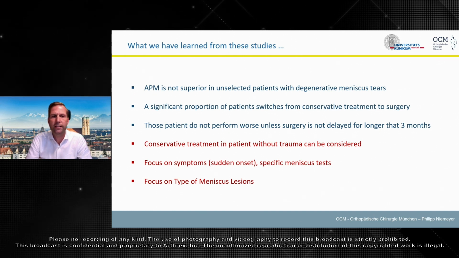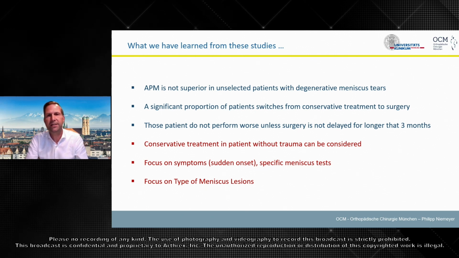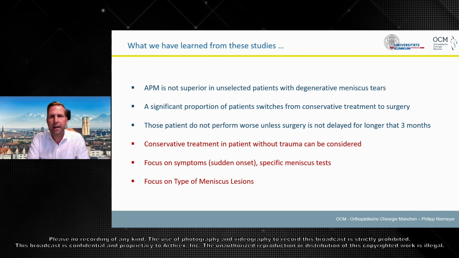We have also learned to focus more specifically on the symptoms. Sudden onset of symptoms is definitely a prognostic parameter which we consider important when deciding if surgery is indicated. We have really learned to focus on specific meniscus tests in the clinical setting, and we also have learned to focus on the type of the lesions.